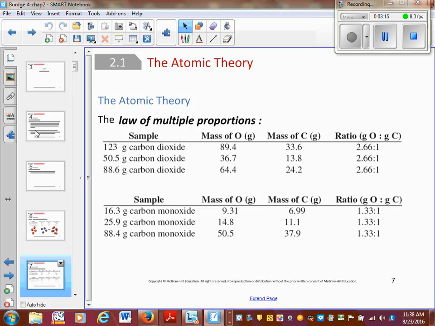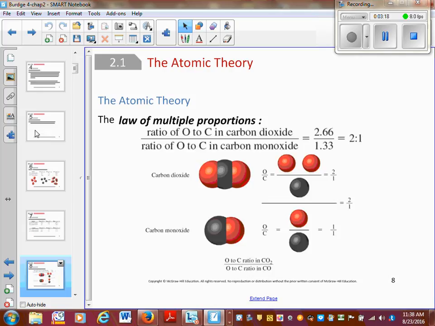And if you compare the two ratios, the ratio of oxygen in carbon dioxide to the ratio of oxygen in carbon monoxide, it's 2 to 1. In CO2, you have 2 oxygens. In CO, you have 1. So it's 2 to 1. It always comes out that way.